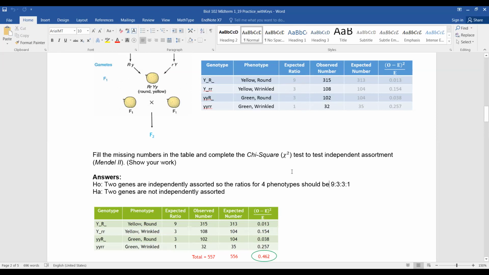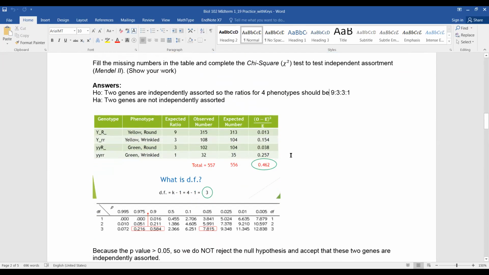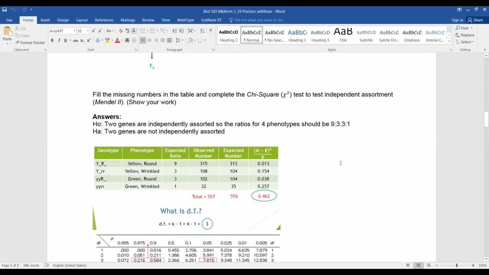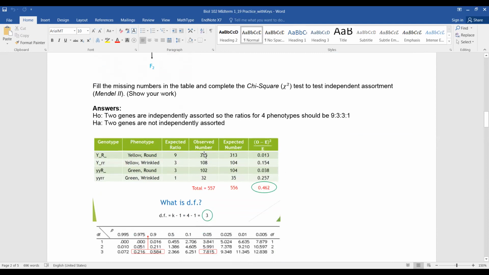Now, once you have the expected ratio, so this is the example I showed in class, you can calculate the expected value for each category, right? So what we do is add up the observed values together to get the total observation. That's your sample size. And then you multiply your sample size with the fraction here, 9 over 16. You can get the expected value for each category. So given this total number, what would you expect to see for this category? 313. For this one, 104, and so on.